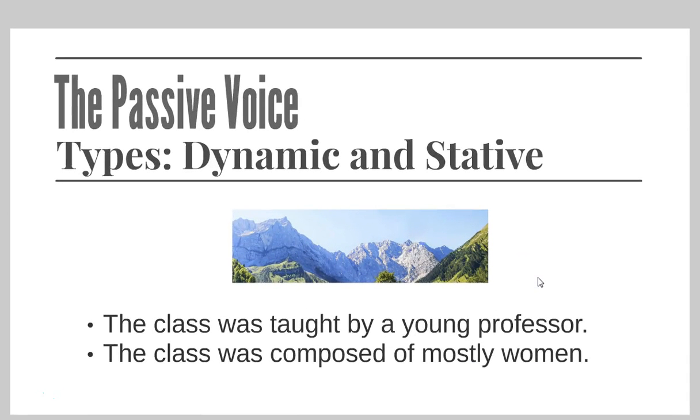What is the passive? The passive voice has two types, the dynamic and the stative. An example of the dynamic passive is that first sentence. The class was taught by a young professor. Dynamic passives use active verbs like teach. There are also stative passives, like the second sentence. The class was composed of mostly women. Stative passives describe situations.